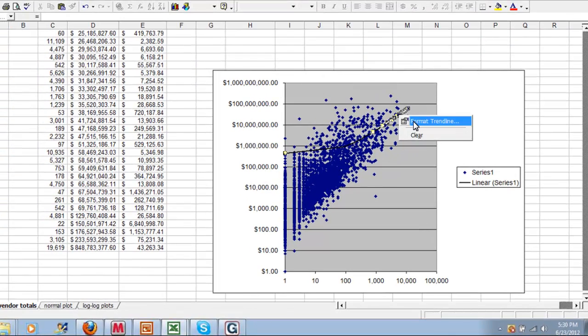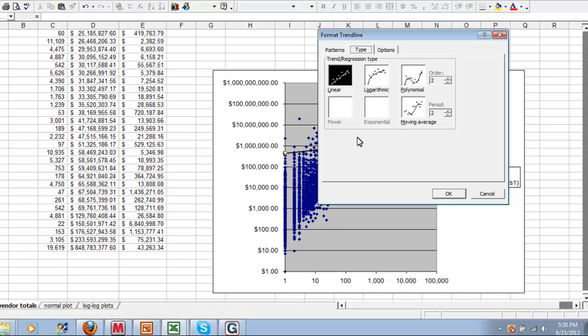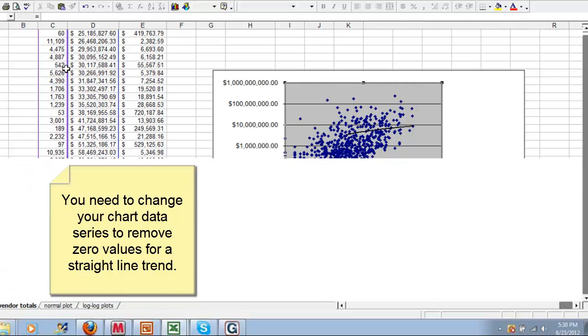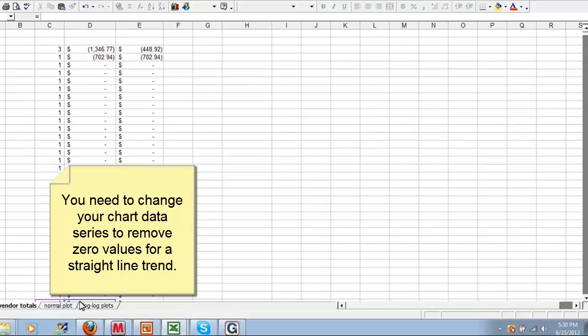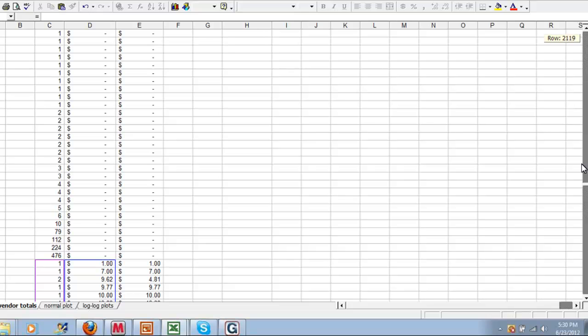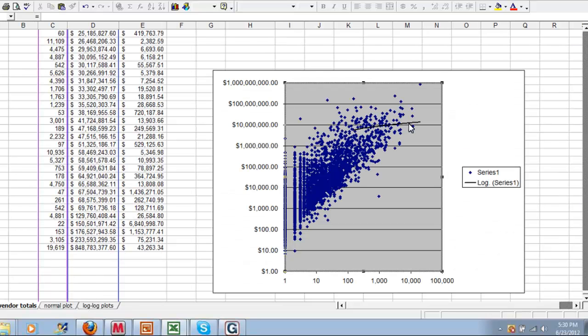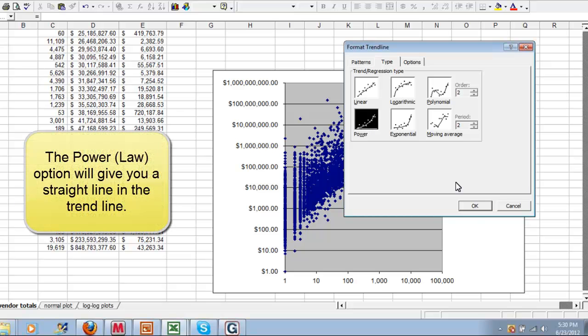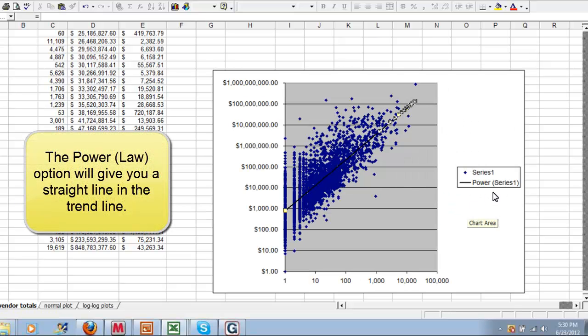It's not the right answer. So what you can do instead is you go format trend line, type, and then depending on what exactly you want to do, you go logarithmic. You get a straight line, but it's in a funny place. What you have to do to get the line that I showed you in the last graph is you have to go back and get rid of some of the data. You have to get rid of the zero values. You go back here and you move this down until there's no zero values. And then come here. And now it should let you choose the power law option. And you want to make a note of that. That is the option that produces a nice straight looking line.